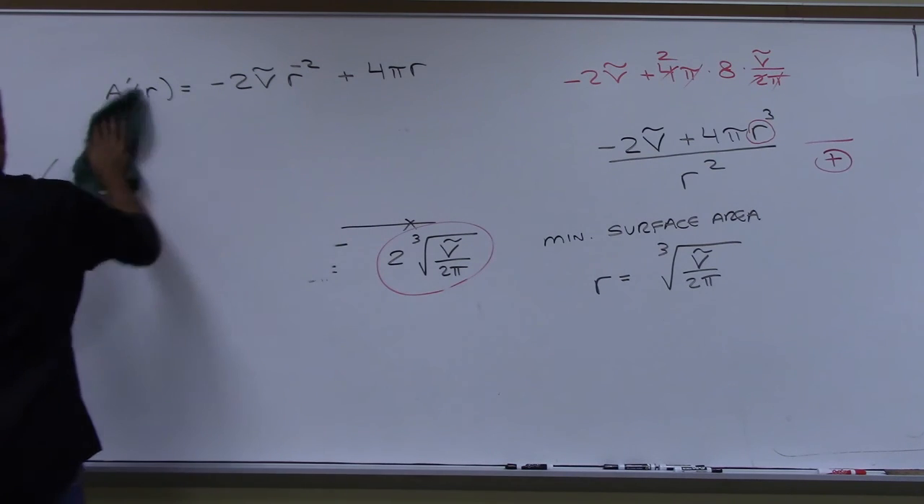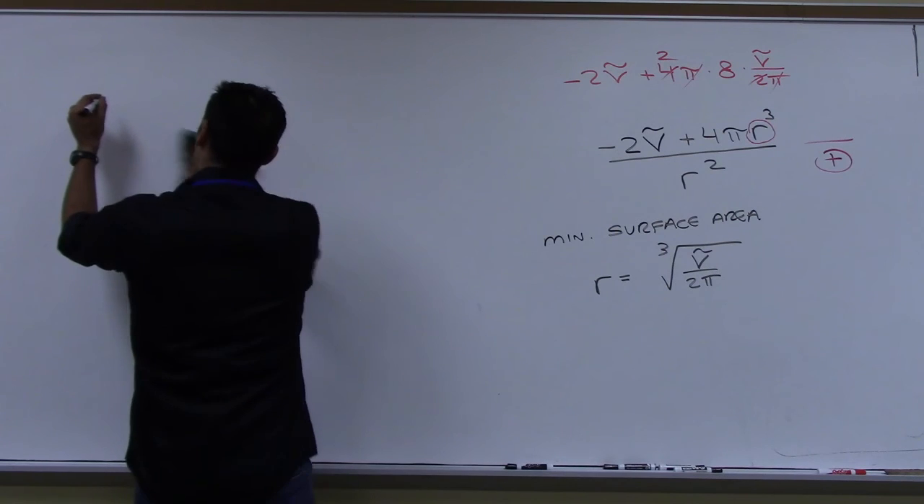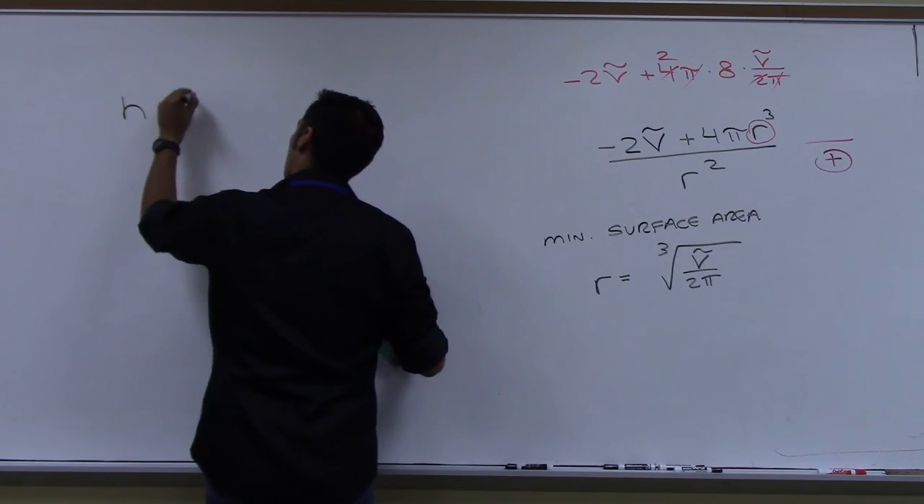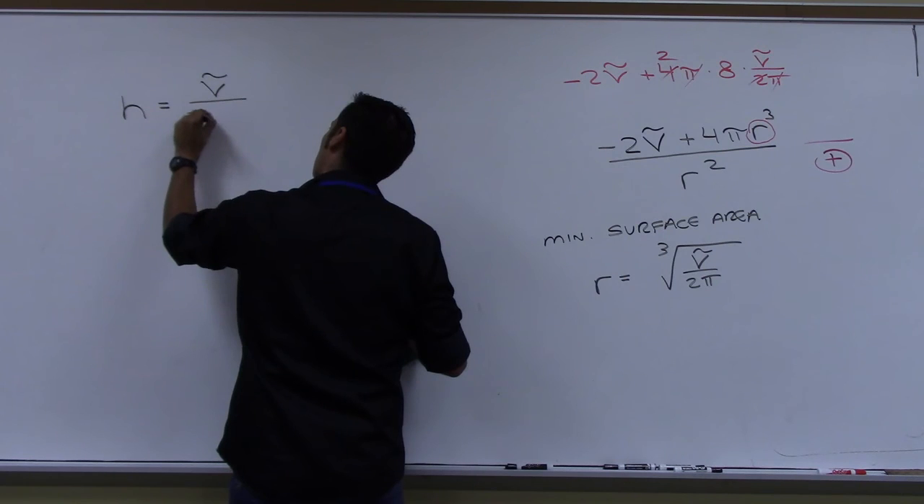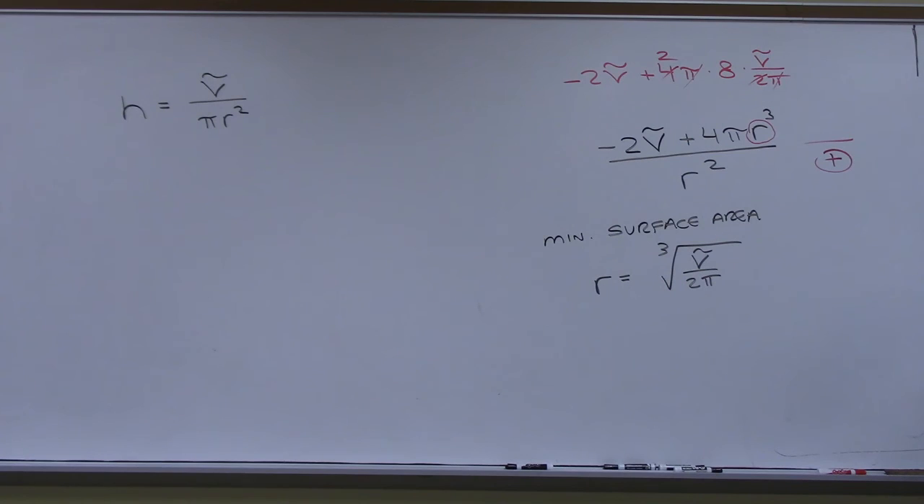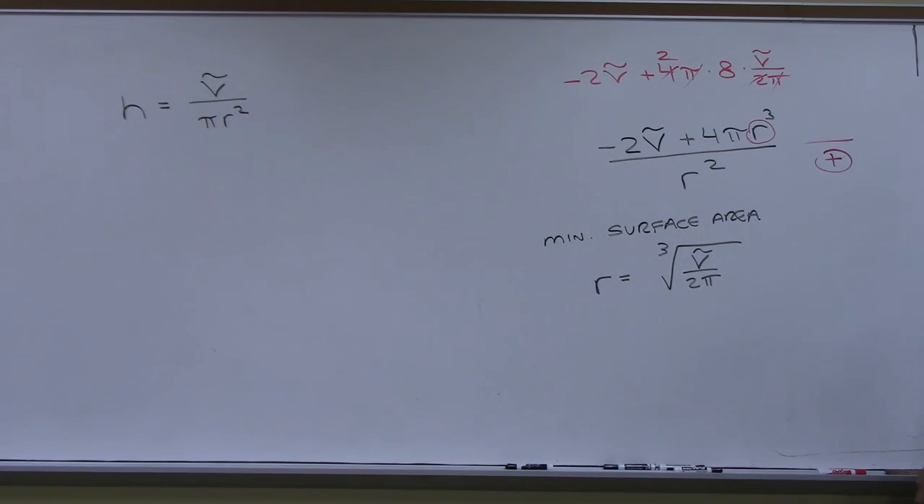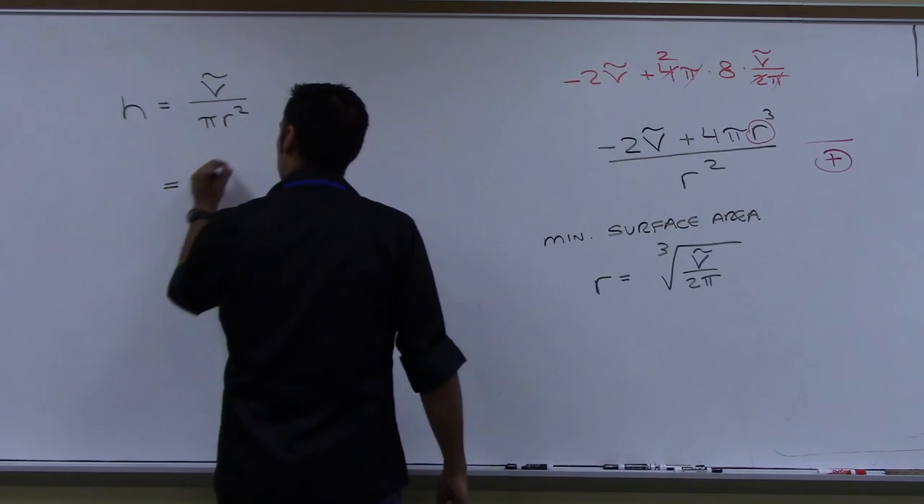Did anywhere in this problem we solve for h? What was our equation for h? h is equal to v tilde over pi r squared. Okay? Take this and plug it in for h and for r, and you'll determine what h is. So let me try this. It's going to be pretty ugly, but let's try it.